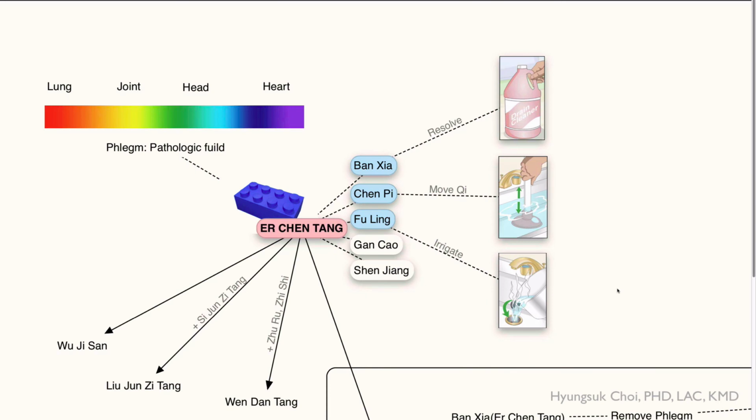Okay, this is Erchen Tang. This is the basic Lego block that can transform into any kind of formula which can treat all kinds of phlegm. And you can understand Erchen Tang by understanding the herbs inside. Banxia as a drain cleaner, and Chenpi as a plunger, and Fuling as hot water for irrigation. These are the perfect combination for releasing phlegm in any part of our body. When you understand basic blocks like Erchen Tang and basic herbs and the exact meaning of this formula, you can utilize this formula more effectively.